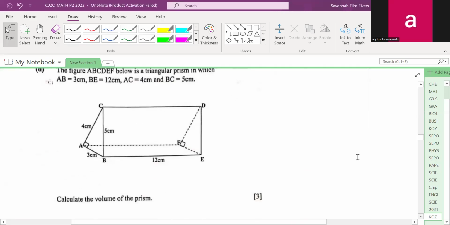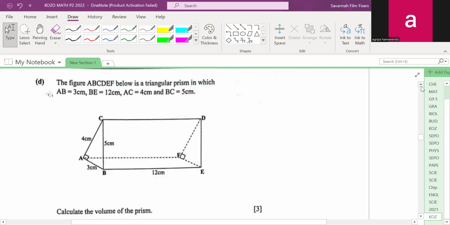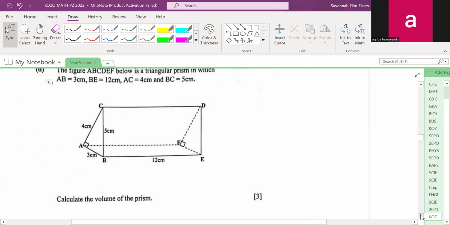Let's see. This question is about a triangular prism with a length and a height. They want us to calculate the volume of the prism. Volume is just the entire space that any shape occupies. I want you to see that this prism has a rectangular base here.